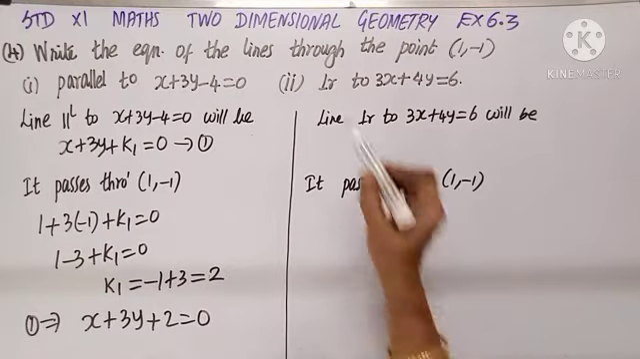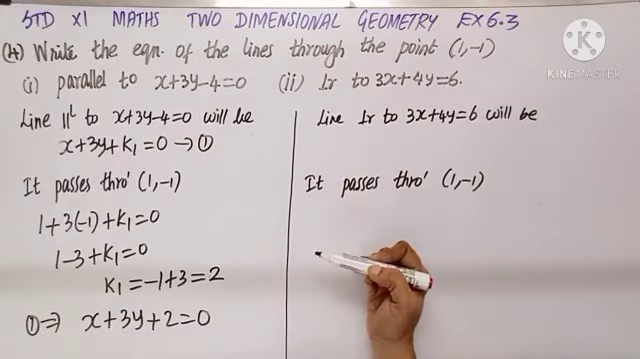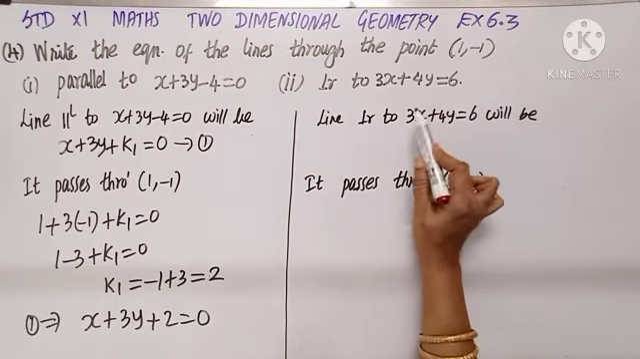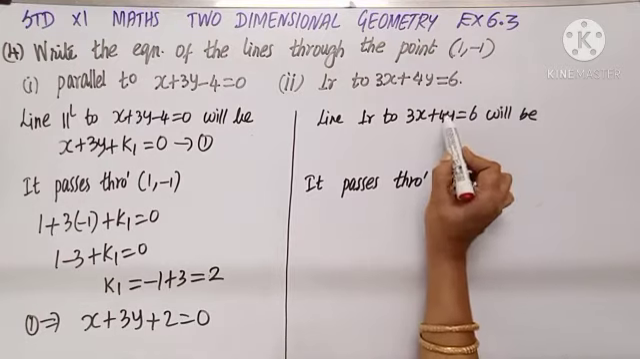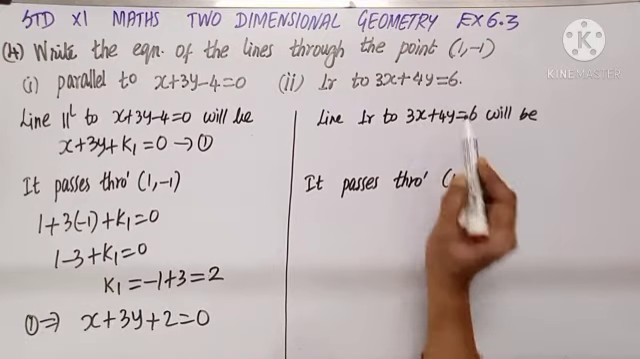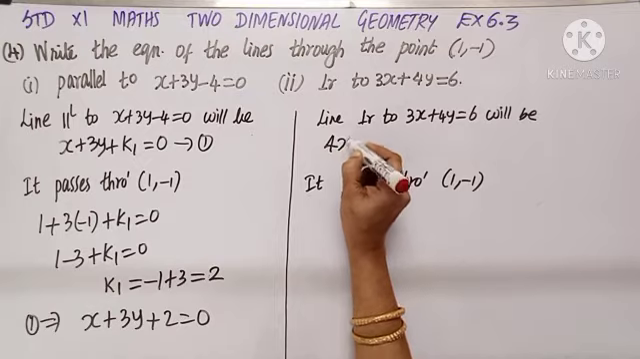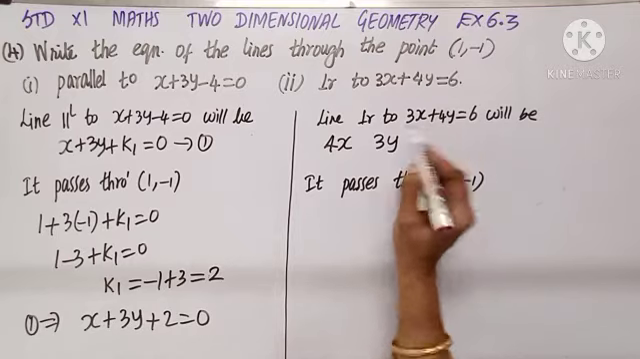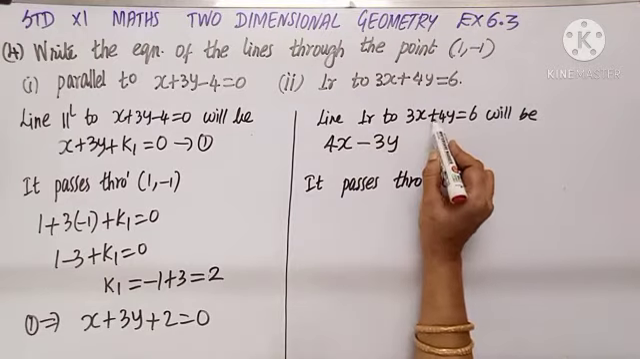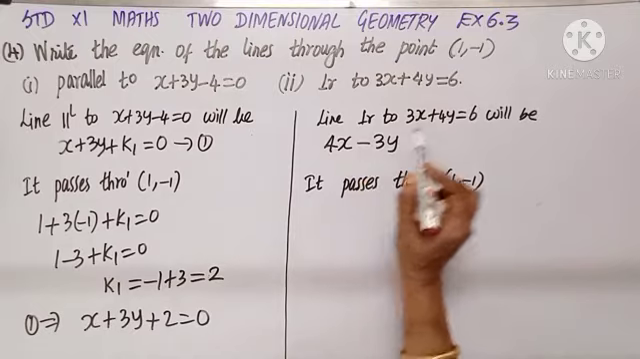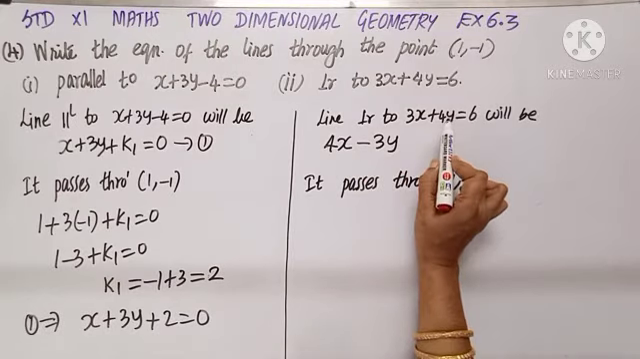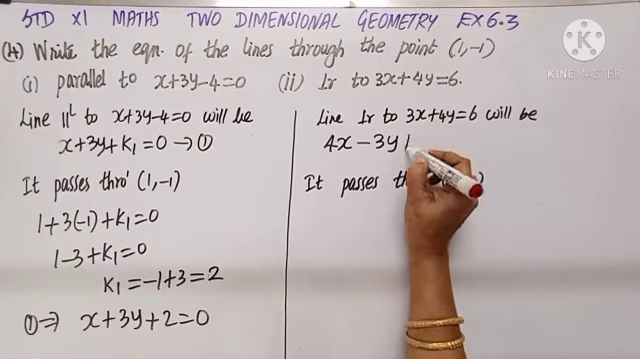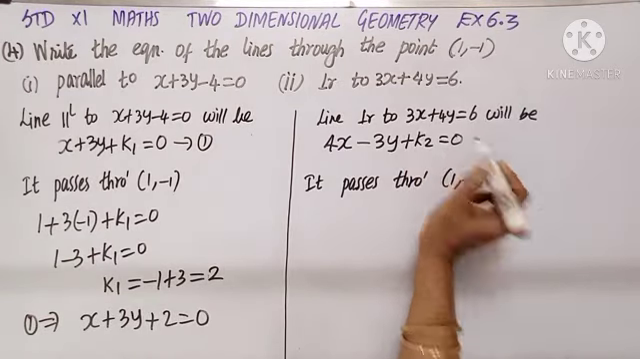Similarly, the second subdivision tells perpendicular. How to write perpendicular line? Interchange x and y coefficients. 4 will come here, 3 will go here. So I will write 4x, 3y. Change the symbol. Plus comes, you write it as minus. Minus comes, you write it as plus. So 3x plus 4y given, I write it as 4x minus 3y plus K2 equal to 0.